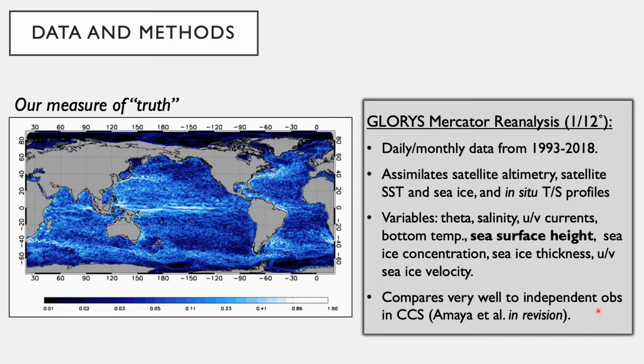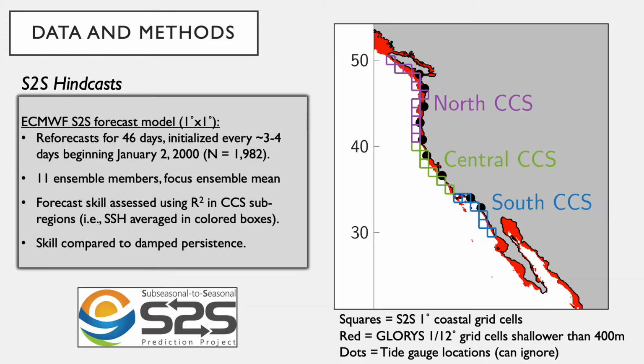And I'll just say that GLORYS compares very well to independent observations within the California current system, specifically tide gauges. GLORYS does a very nice job of capturing both the day-to-day and month-to-month variability of sea surface height measured at tide gauges when you compare it to the nearest grid cell. So we're comfortable in using GLORYS as our metric for truth when comparing to our dynamical forecasts. And here's some information on the dynamical forecasts that we'll be assessing today.